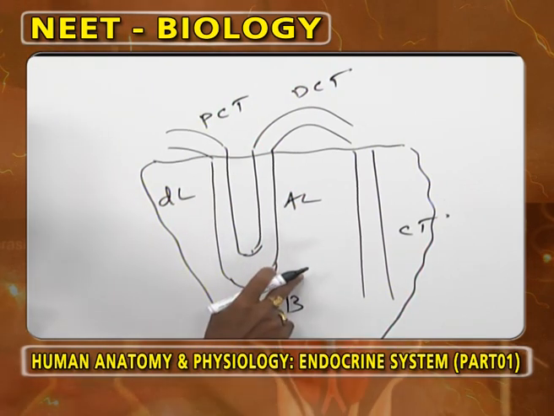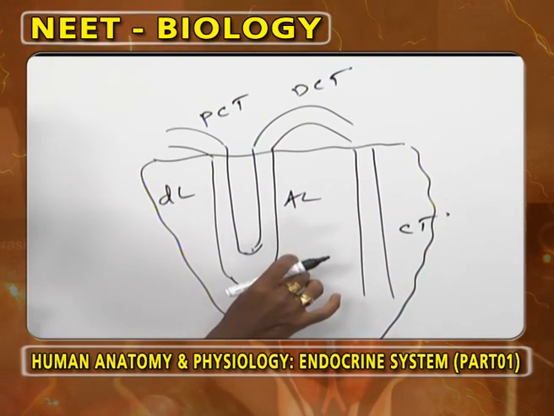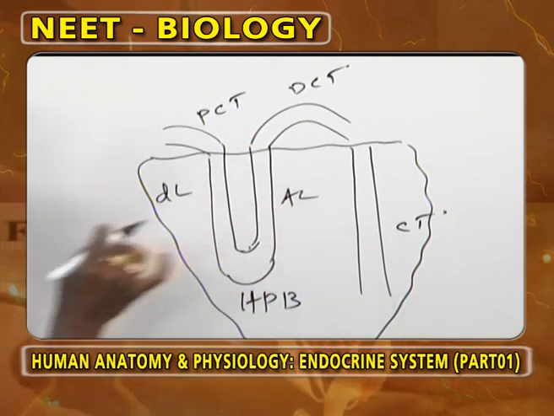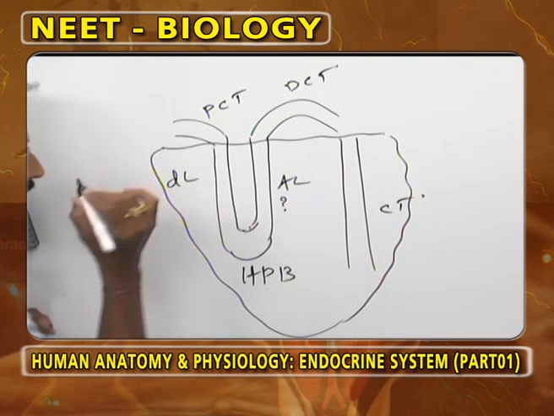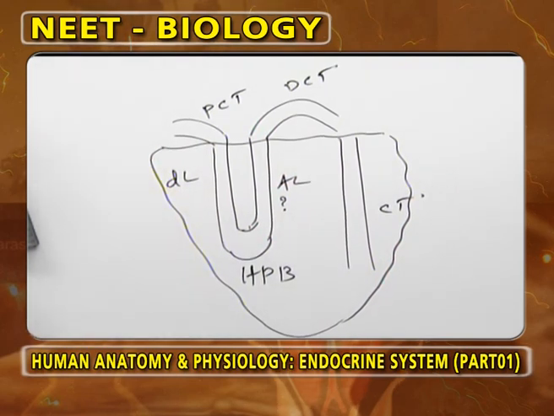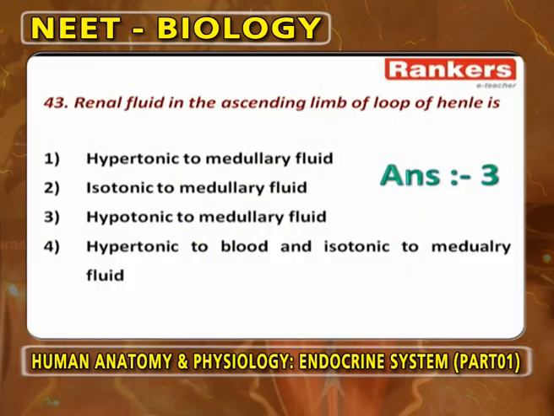Now in the medullary pyramid, the tissue fluid is called medullary fluid. Now here the question is related to the ascending limb. Now we observe the question again: renal fluid in the ascending limb. This is called the ascending limb.